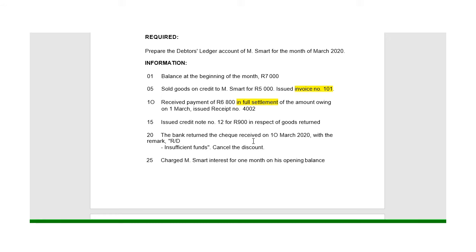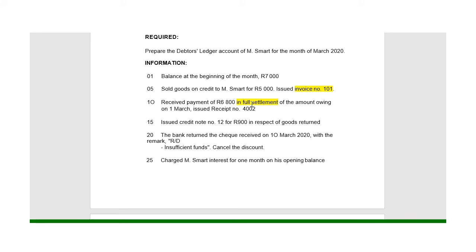On the 20th, the bank returned the check received on the 10th with the remark RD, insufficient funds, and you must cancel the discount. So first of all, we're going to cancel the check. It was that check, the 6,800 that he paid. The bank now returned it. They said, no, he hasn't got money. So we must reverse it.